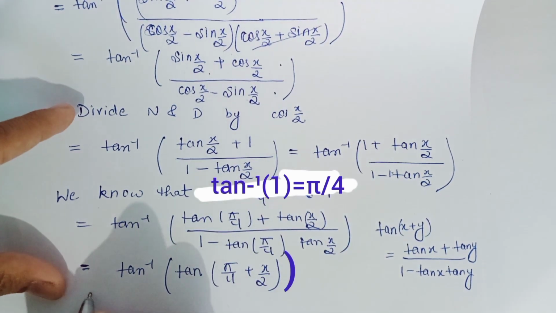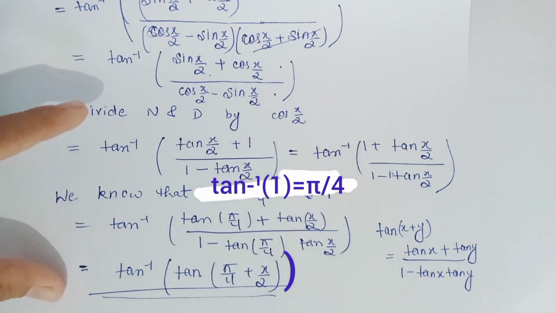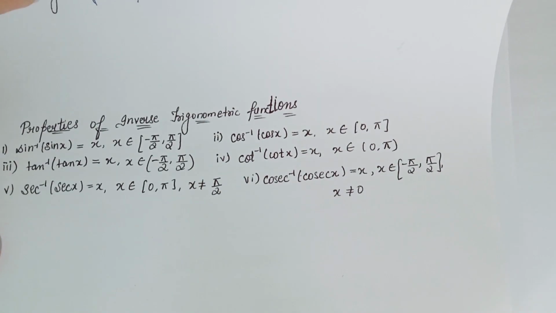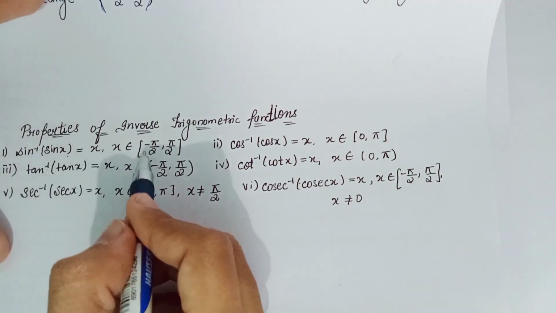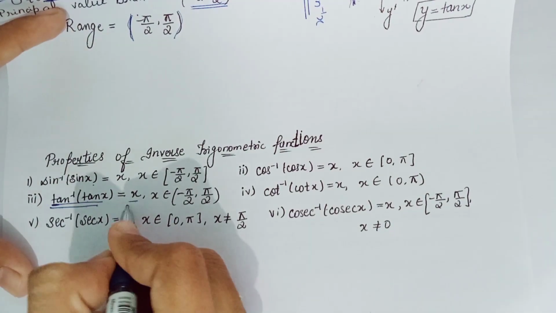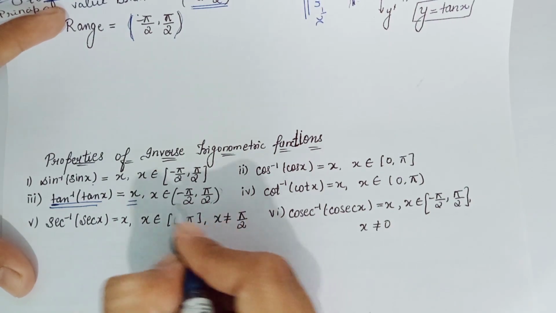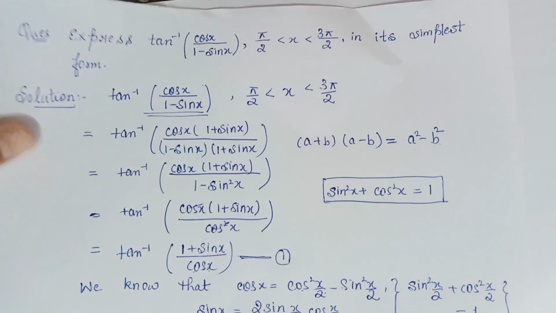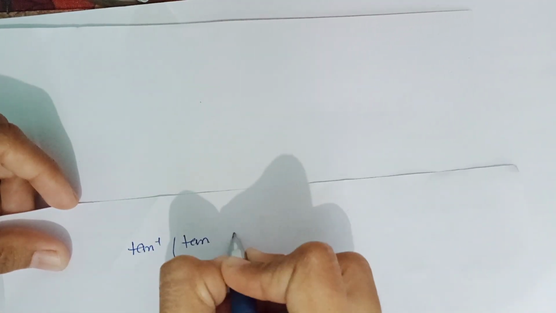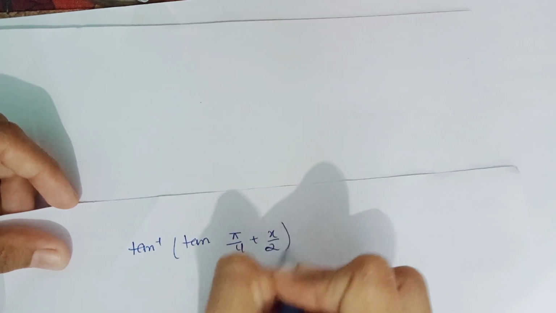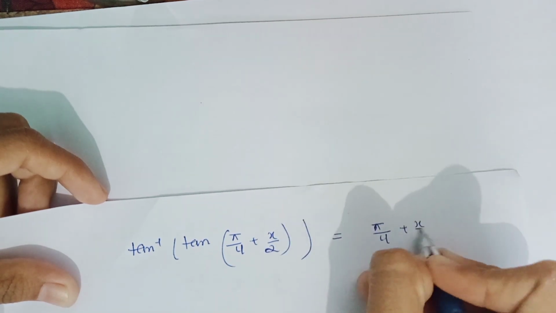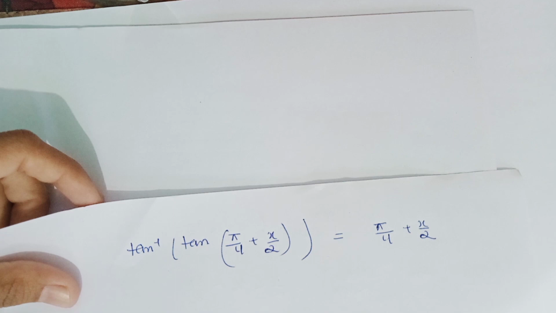Now before solving this, let's look at an important property of inverse trigonometric functions. Sin inverse sin x is x, where x belongs to minus pi by 2 to pi by 2. Similarly, we can write tan inverse tan x equals x if and only if x belongs to this interval, minus pi by 2 to pi by 2. So what we get? We get tan inverse tan pi by 4 plus x by 2. We can write it as only pi by 4 plus x by 2 if and only if we satisfy the property of inverse trigonometric functions.